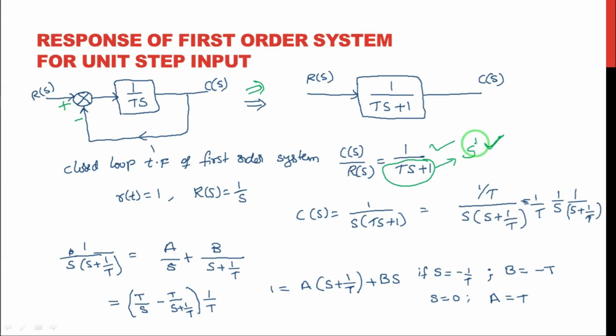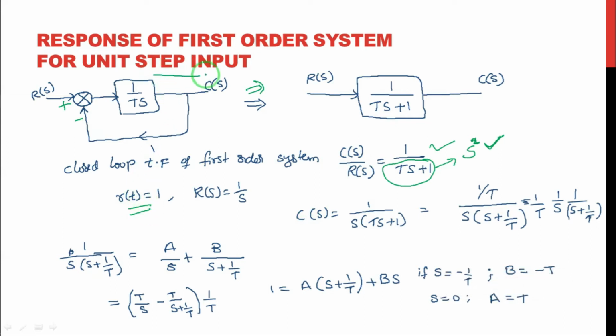Like this, you have to identify the order of the system. If there is an S square, then the order of the system is 2. That is the second order system. Okay. Finally, you found the order of the system and identified the transfer function of the system. Now you have to find the response of the system. Response means output response, that is C of S.